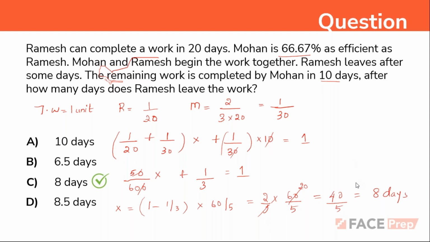Yes, this is a time and work question. So I repeat, Ramesh can complete a work in 20 days and Mohan is 66.67% more efficient than Ramesh. Now they both started to work together, but after some days Ramesh left. The remaining work is completed by Mohan in 10 days. What I need to find is after how many days Ramesh left.